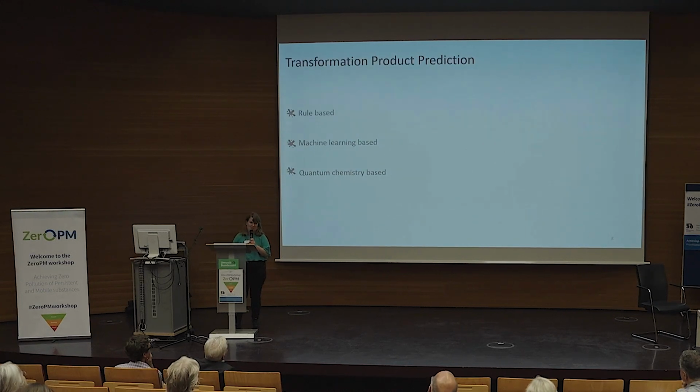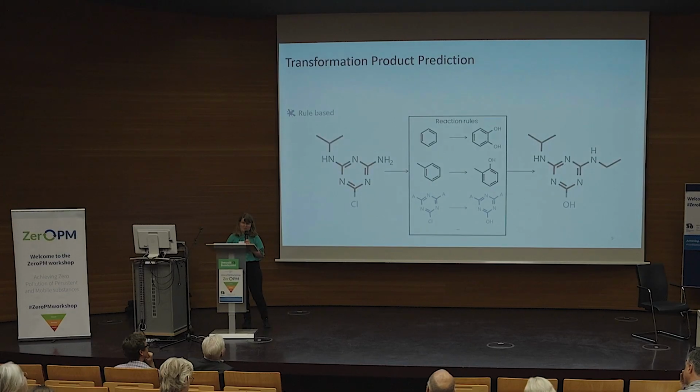So, how does transformation product prediction work? Again, there is roughly 3 different ways that this can be done. And they blend together a little bit, but on the whole they can be classified as rule-based approaches, machine learning-based approaches, and quantum chemistry-based approaches. And for environmental transformation products, the most common approach is the rule-based approach. So this is what you will find, for example, as the main component of models like enviPath and BioTransformer.